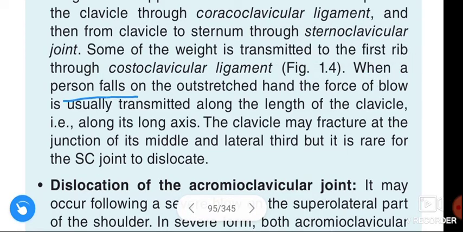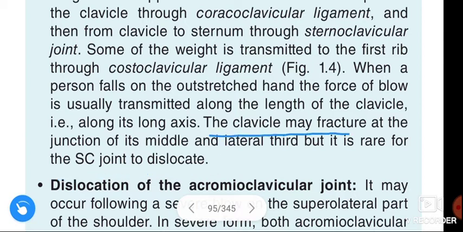When a person falls on the outstretched hand, the force of the blow is usually transmitted along the length of the clavicle along its long axis. The clavicle may fracture at the junction of its middle and lateral thirds, but it is rare for the sternoclavicular joint to dislocate.